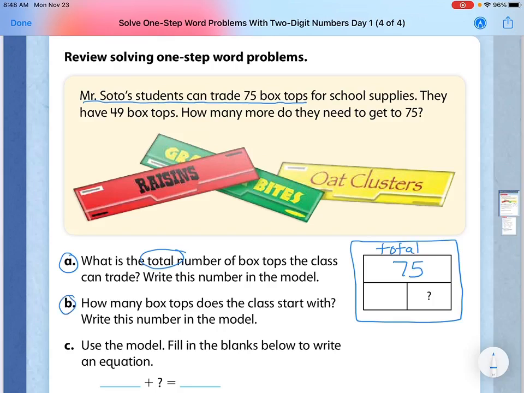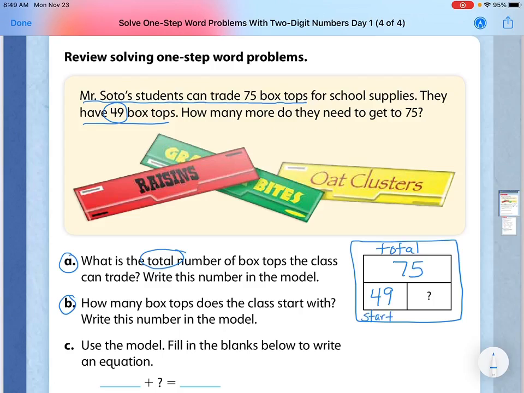Part B asks us, how many box tops does the class start with? And write that number in the model. Well, they have 49 box tops. That's how many they currently have. So that's the number they start with. So I'm going to put 49 there, and I'm going to write the word start there.